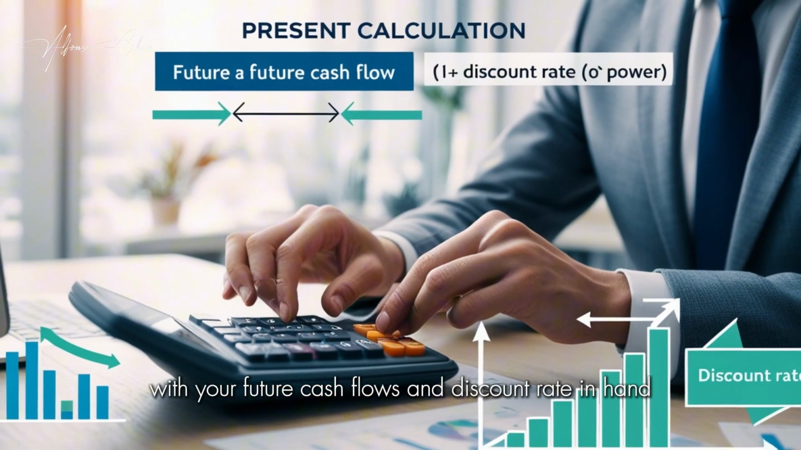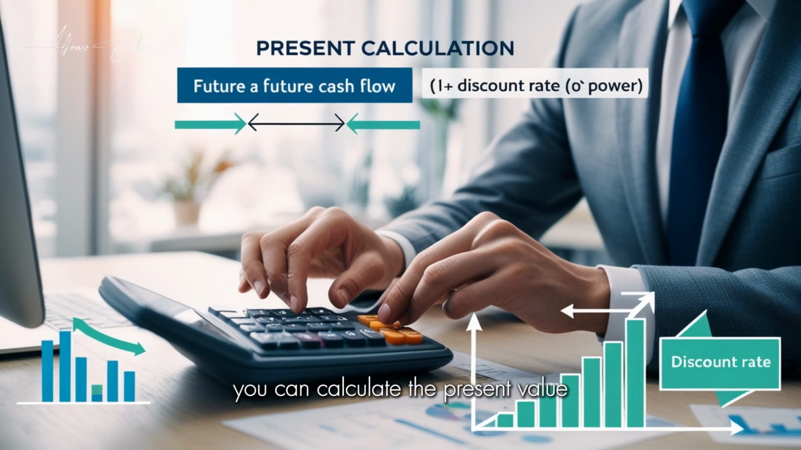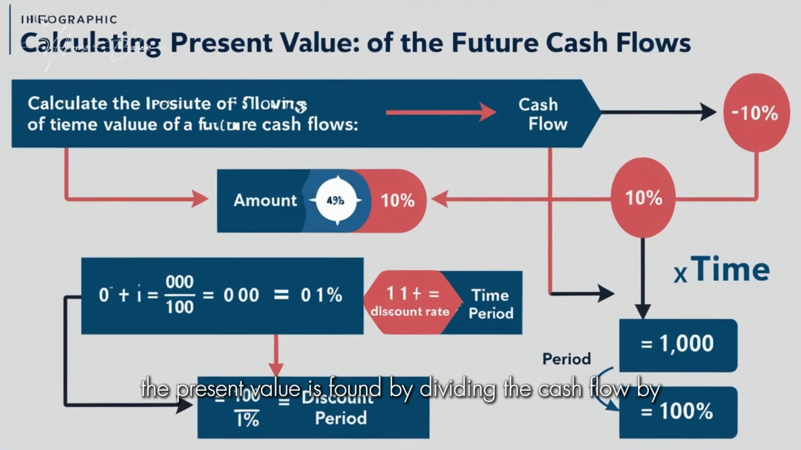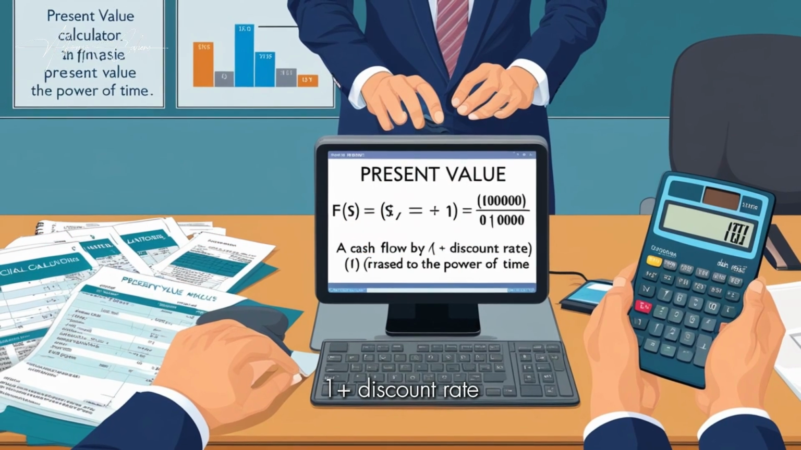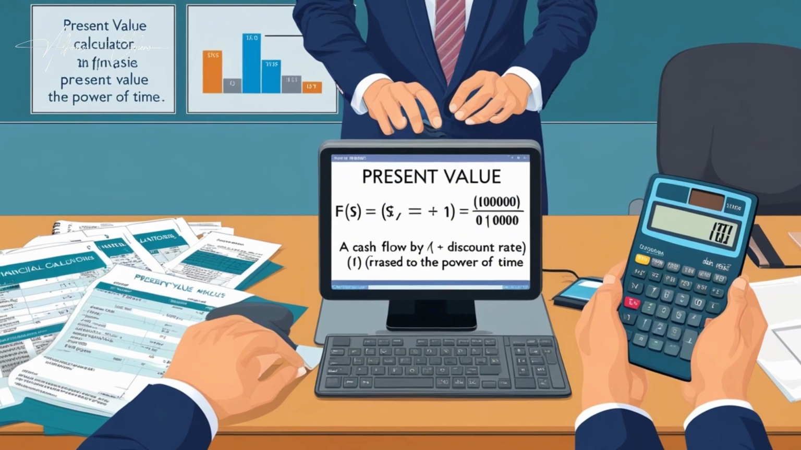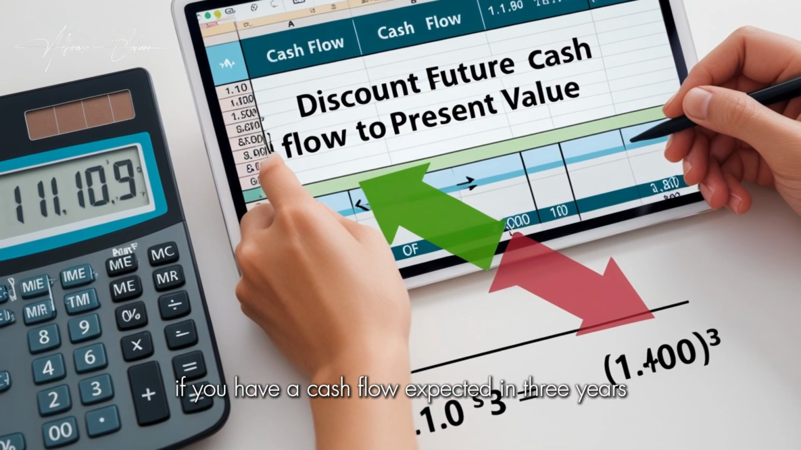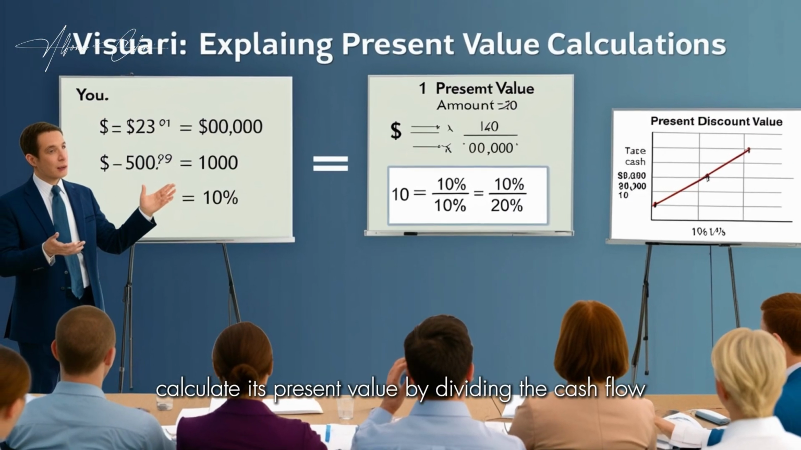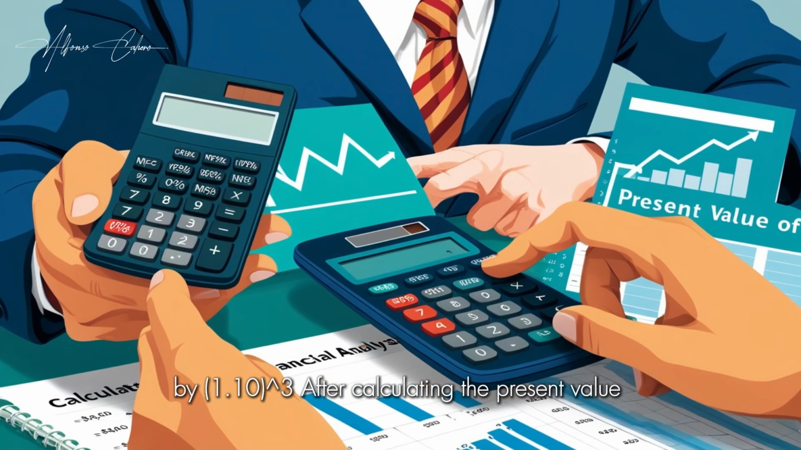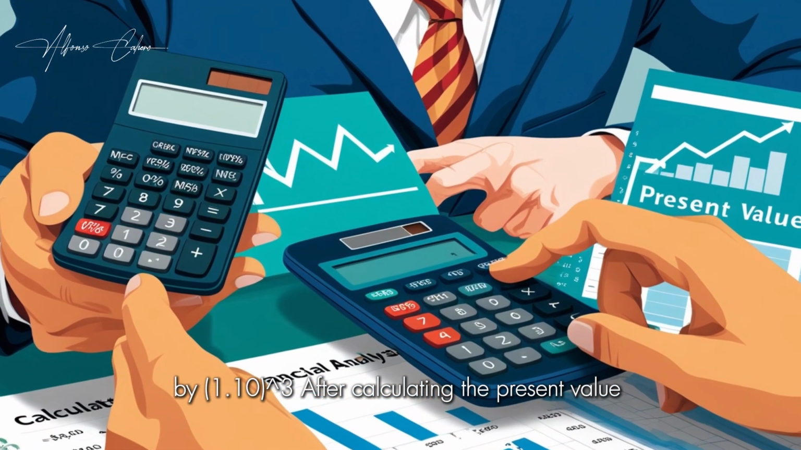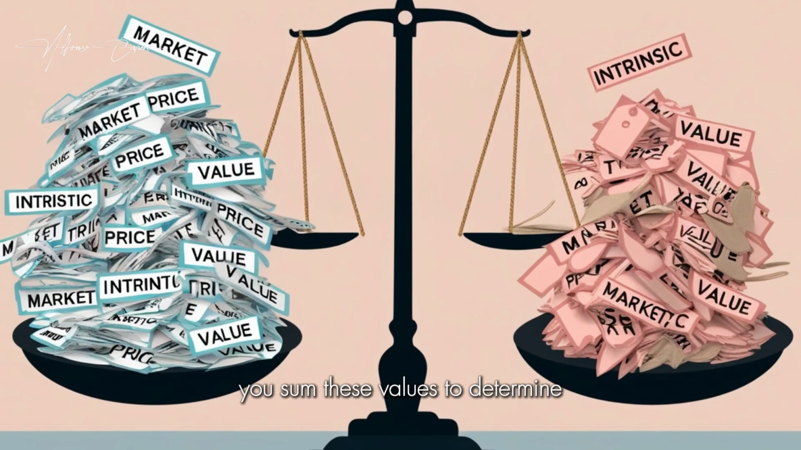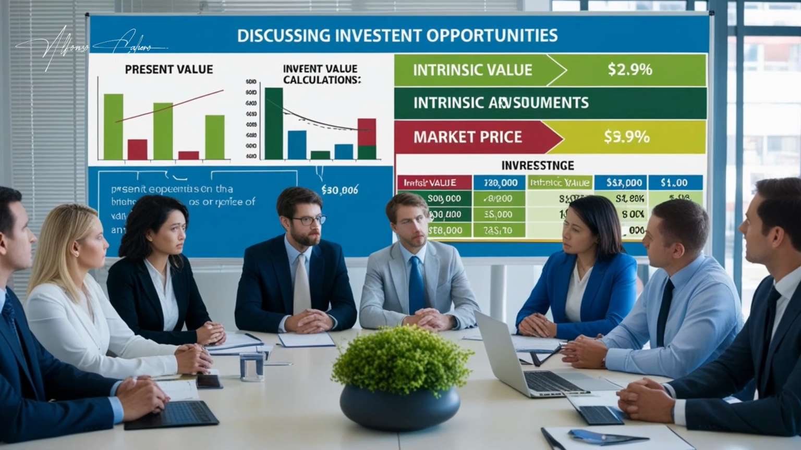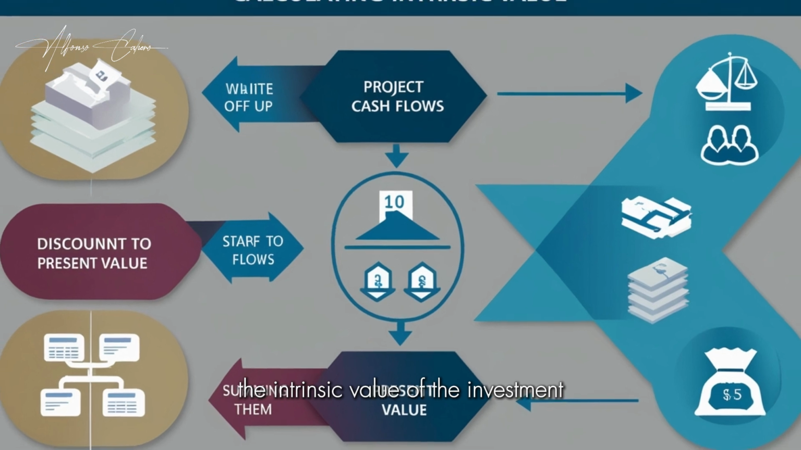With your future cash flows and discount rate in hand, you can calculate the present value of each future cash flow. The present value is found by dividing the cash flow by 1 plus the discount rate, raised to the power of the time period. For instance, if you have a cash flow expected in 3 years and a discount rate of 10%, you would calculate its present value by dividing the cash flow by 1.10 cubed. After calculating the present value of each projected cash flow, you sum these values to determine the total present value of the investment's future cash flows. This total represents the intrinsic value of the investment.